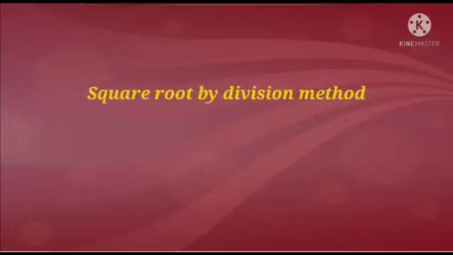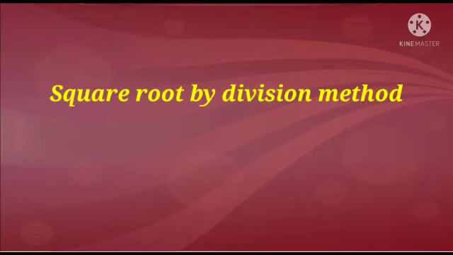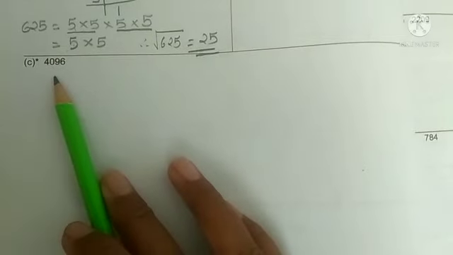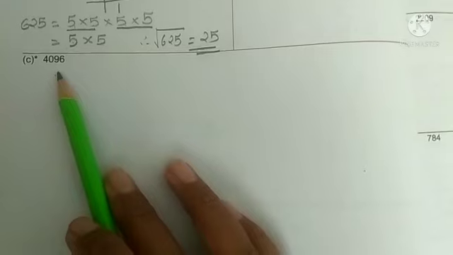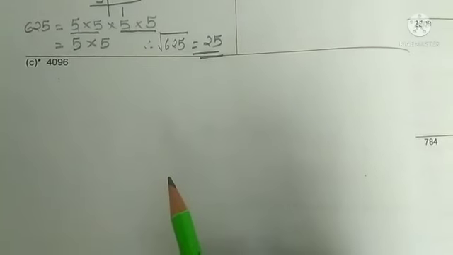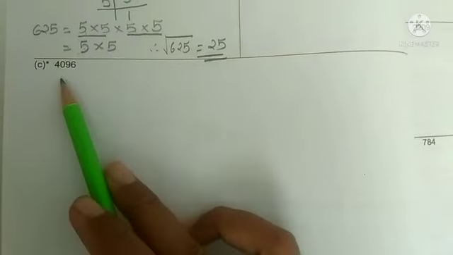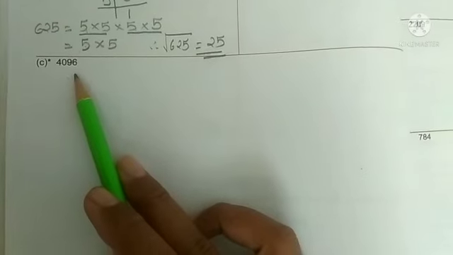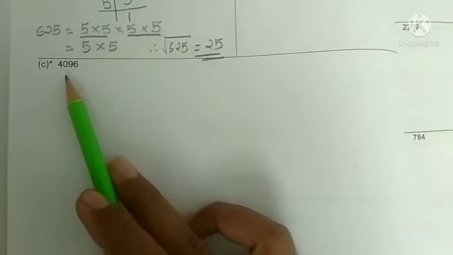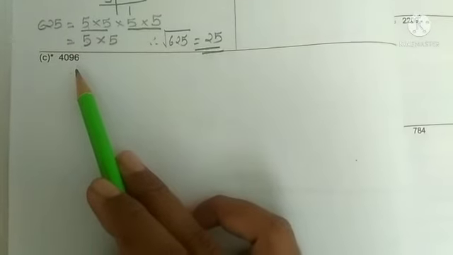Clear? Now further we will see how to find out the square root by division method. Students, whenever it is asked in the question to find out the square root by division method, only then you have to use the division method. Otherwise you have to use your factorization method. Clear? I will show you how to find out the square root of 4096 by division method. Another method for finding the square root is the division method. Here you could find the square root of 4096 by factorization, but I am showing how you can find it by division method.